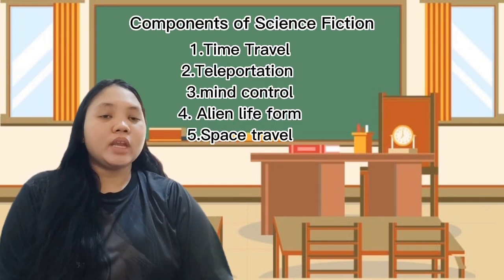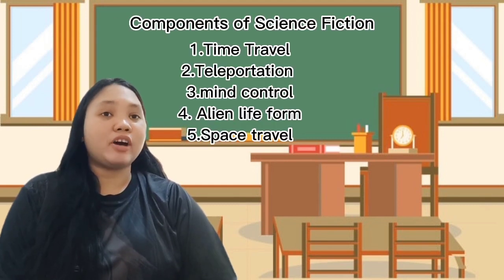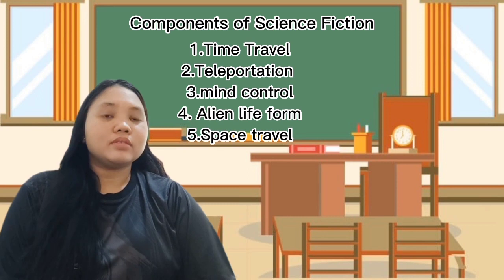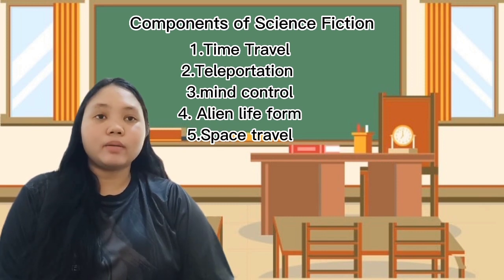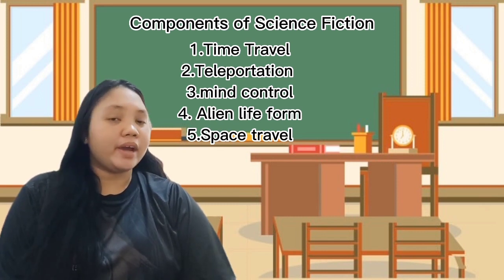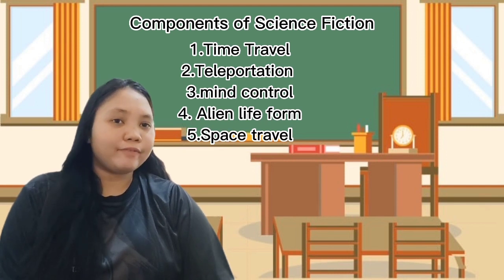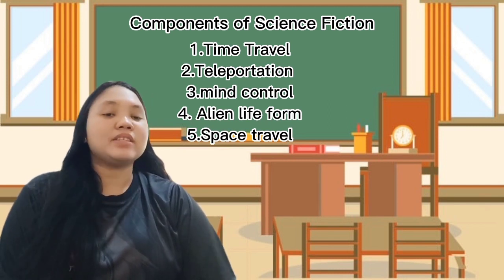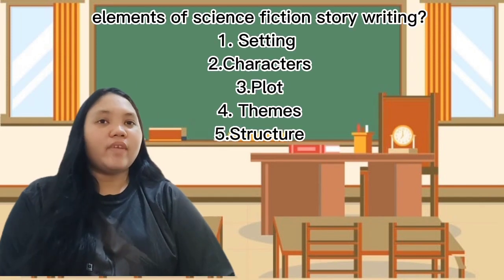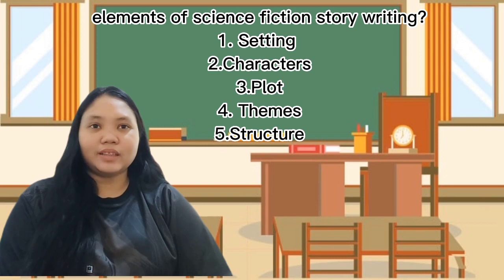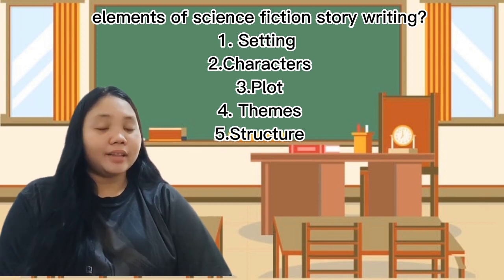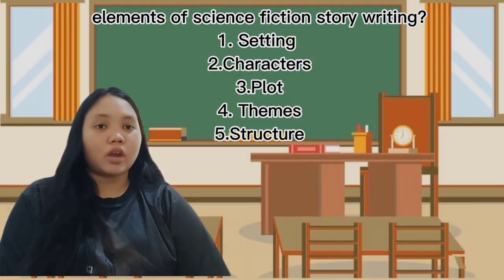What are some main components of a science fiction novel? 1. Time travel. Second, teleportation. Third, mind control. Fourth, alien life form. And last, space travel. What are the 5 elements of science fiction story writing? We have setting, character, plot, theme, and structure.